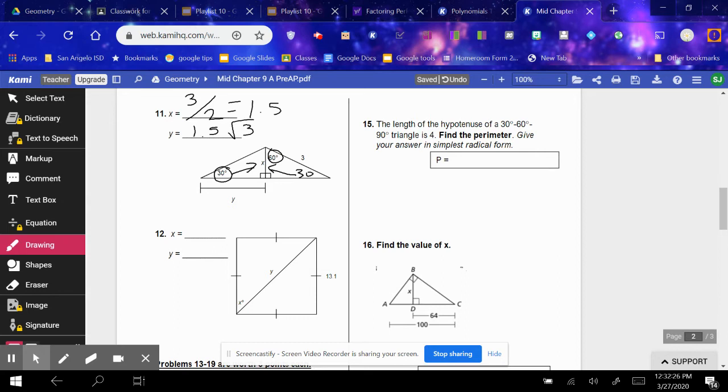Number 12. This is a square. It tells you because of the hash marks on all 3 sides. And if it's a square, our diagonal is also an angle bisector. So this is telling us that this is a 45, 45, 90 triangle. So x is 45. And y is the diagonal of the square or the hypotenuse of the 45, 45, 90 triangle. So if our side length is 13.1, to find the hypotenuse or the diagonal of the square, we take the 13.1 and we multiply by the square root of 2.